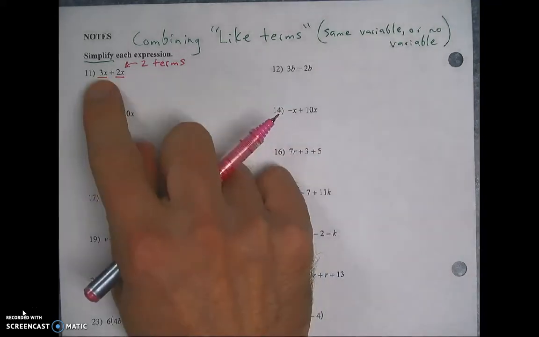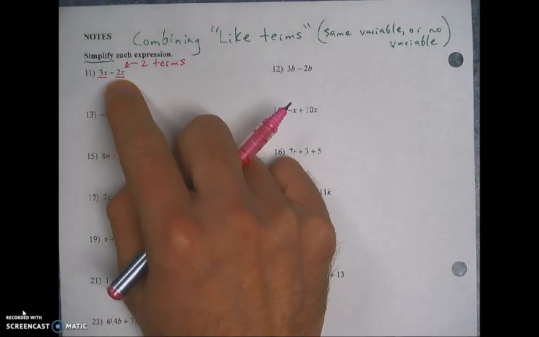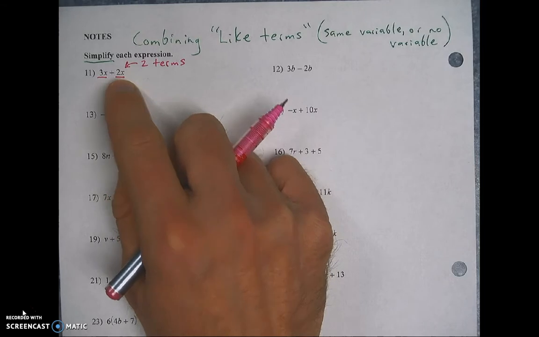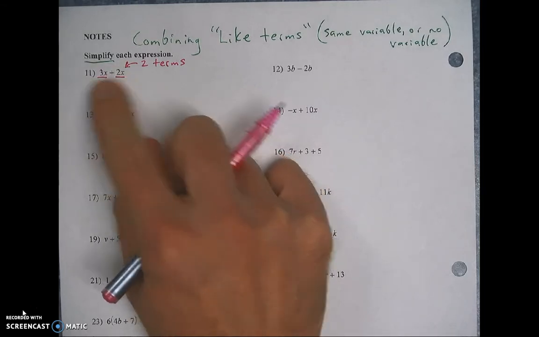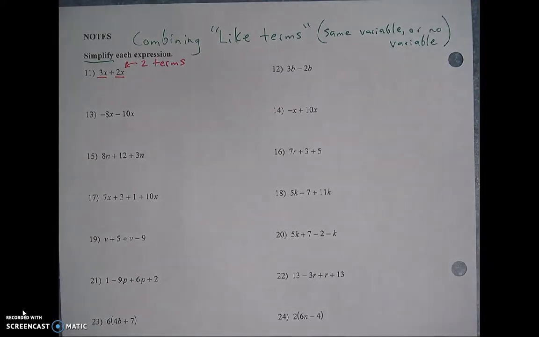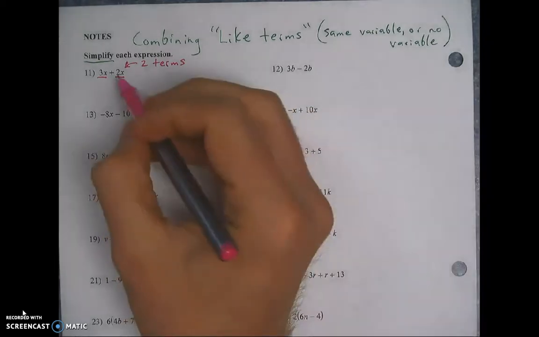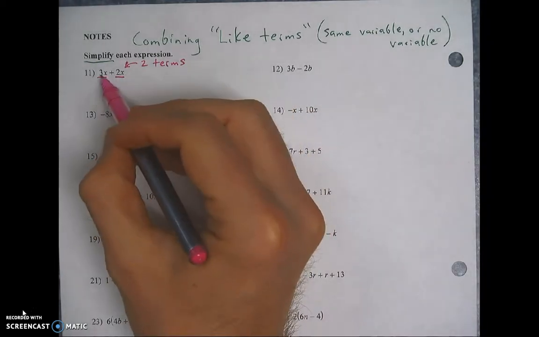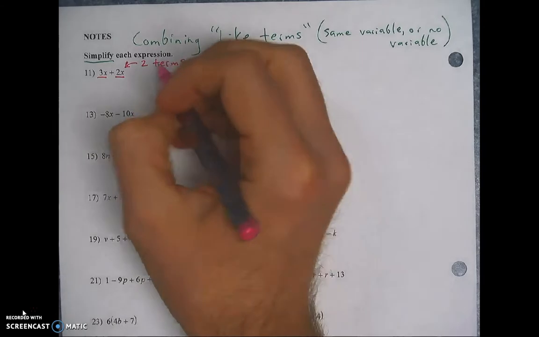If one was an x and one was some other letter like a y or a z or anything else, I would not be able to combine them and I wouldn't be able to simplify. But I can simplify because they're both x's. So I can basically put them together and just make them one term. If I combine a 3x and a 2x, all I need to do is combine the coefficients.